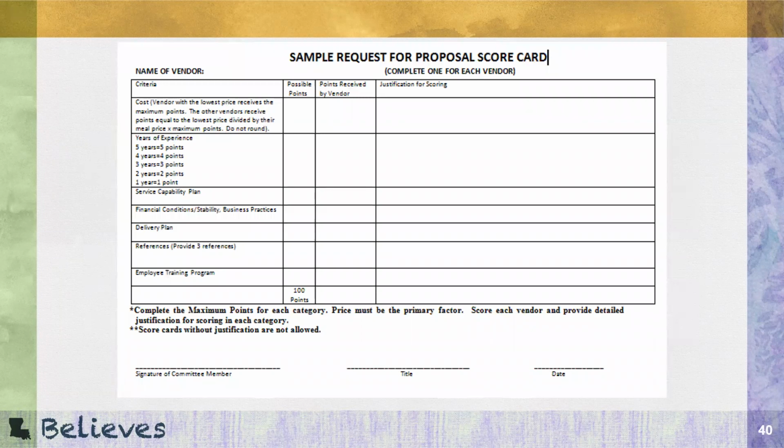This is a sample RFP scorecard. A copy is also in the procurement plan. The SFA can use your own scoring criteria and your own weights as long as price is the primary factor.